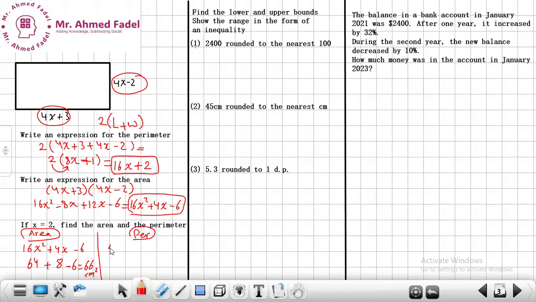All right, but the perimeter. Mister, the perimeter we found that it is 16x plus 2. When x is 2, you have 32. 16 times 2, 32, plus 2 equals 34.